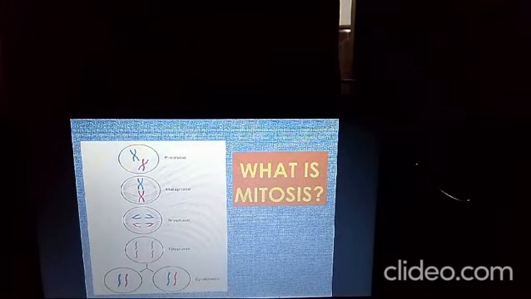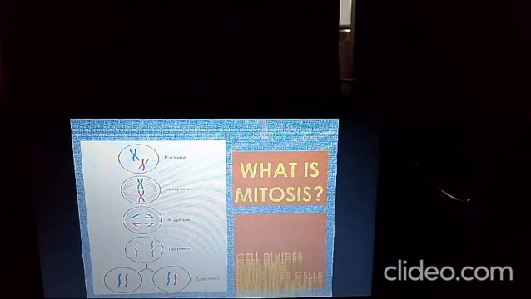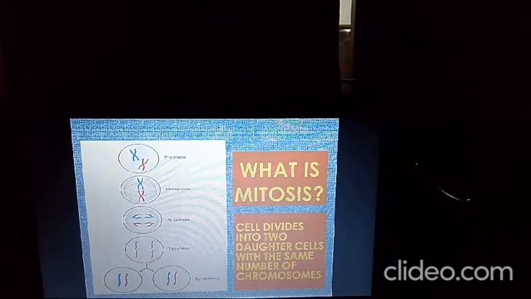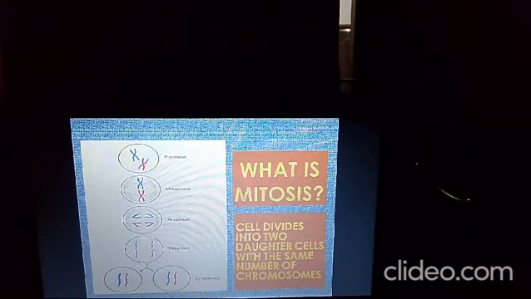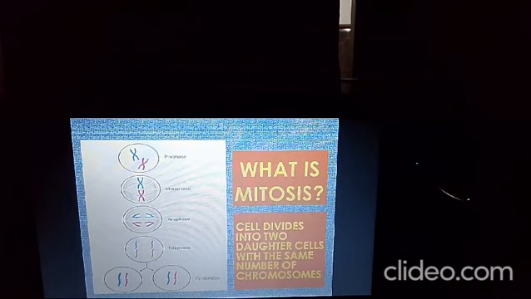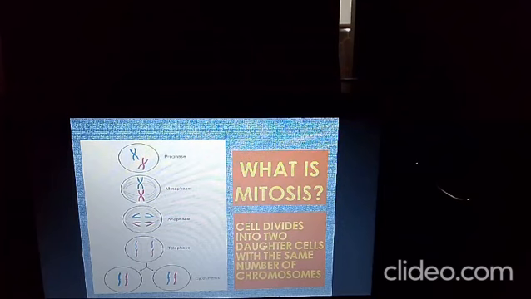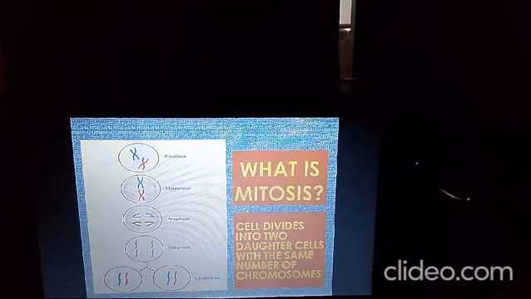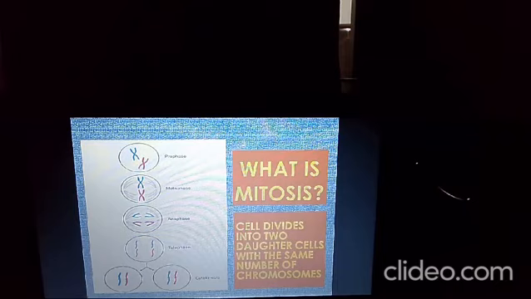And today our lecture is about mitosis. First, we'll see what is mitosis. Today we study about mitosis and its different phases as well. Okay, what is mitosis? It's a process in which a cell divides into two daughter cells with the same number of chromosomes. Means the daughter cells, the product of the mitosis, have the same number of chromosomes as in the parent cell.